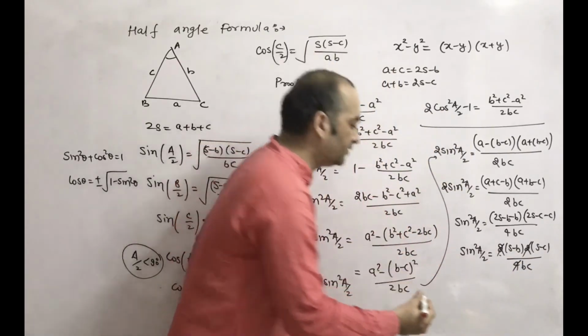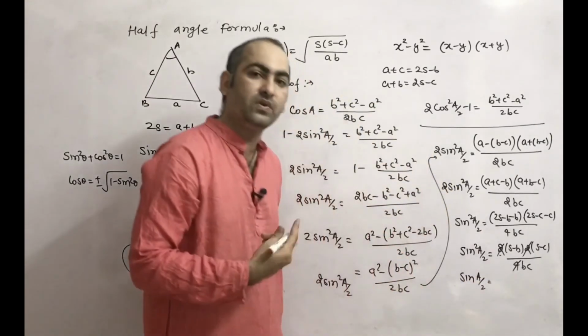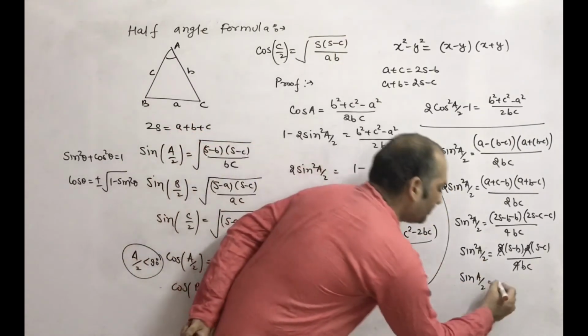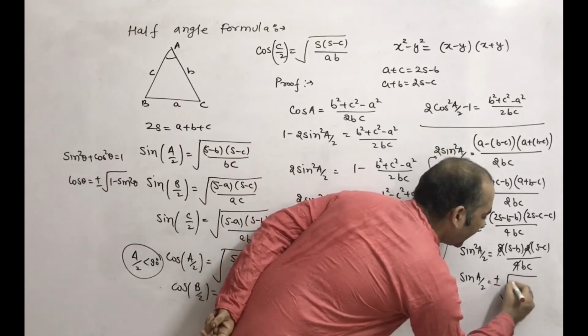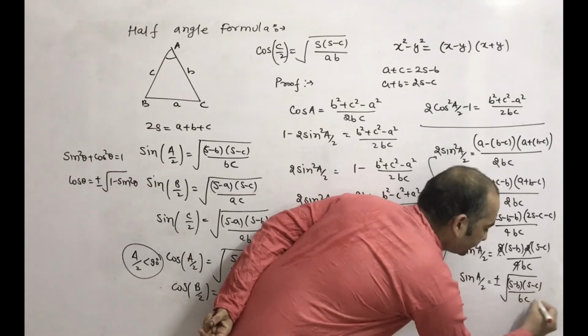So we are taking square root. So sin A by 2 will be what? If you remove the square, we will get what? Plus minus. So what will come? Plus minus root over (s minus b) into (s minus c) divided by bc.